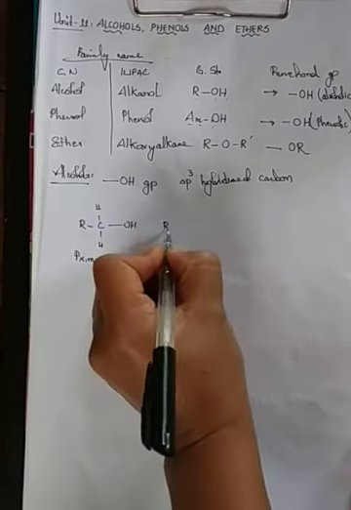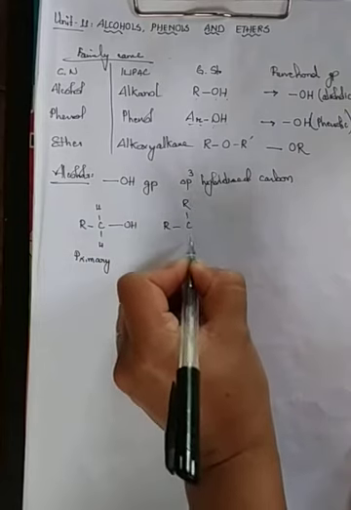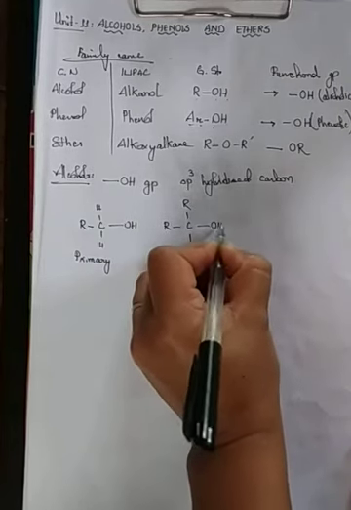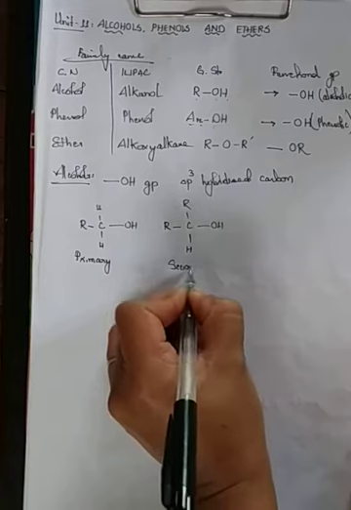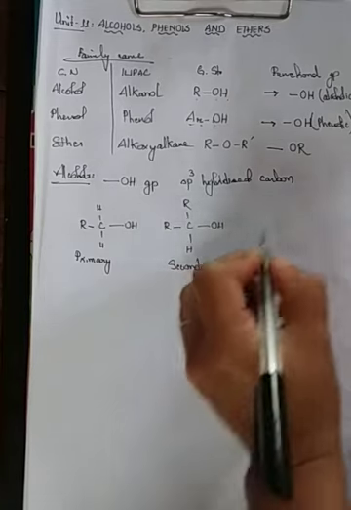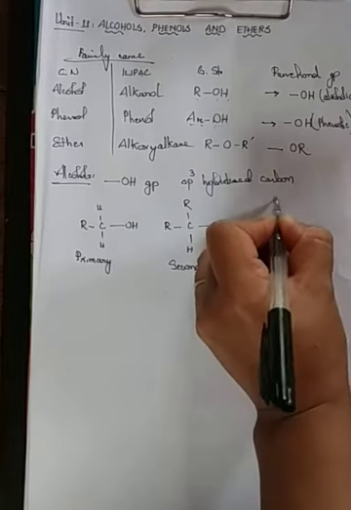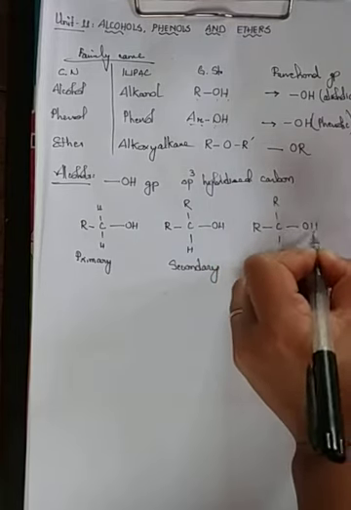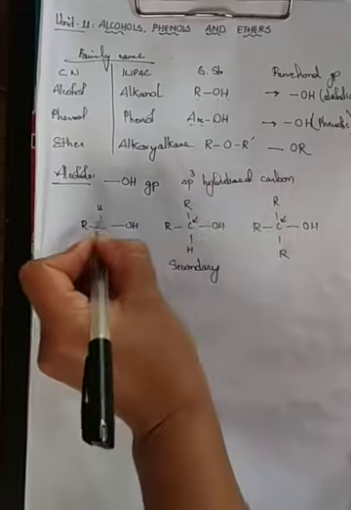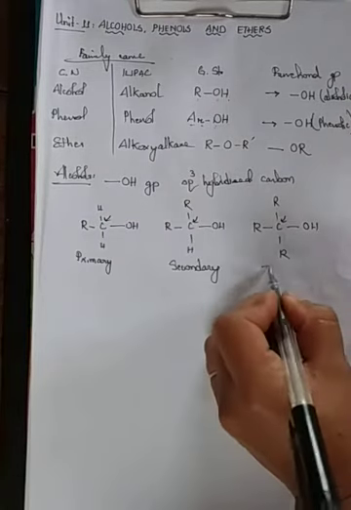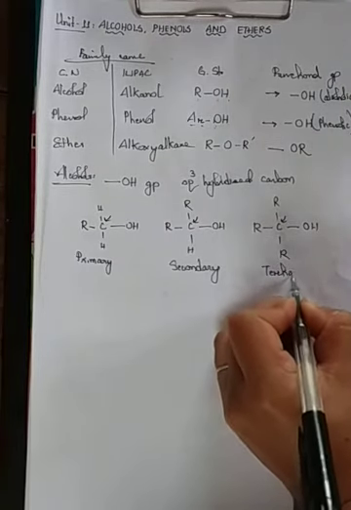The secondary alcohol will be attached to two carbon atoms. This is our secondary alcohol. And then in our tertiary alcohol, the sp3 hybridized carbon atom is attached to three more carbon atoms here. Each of these carbon atoms is sp3 hybridized. This is our tertiary alcohol.